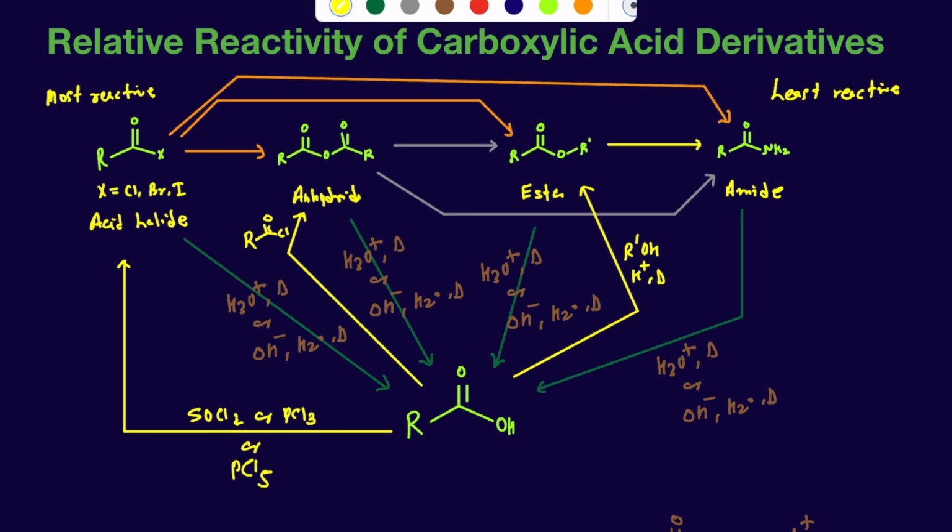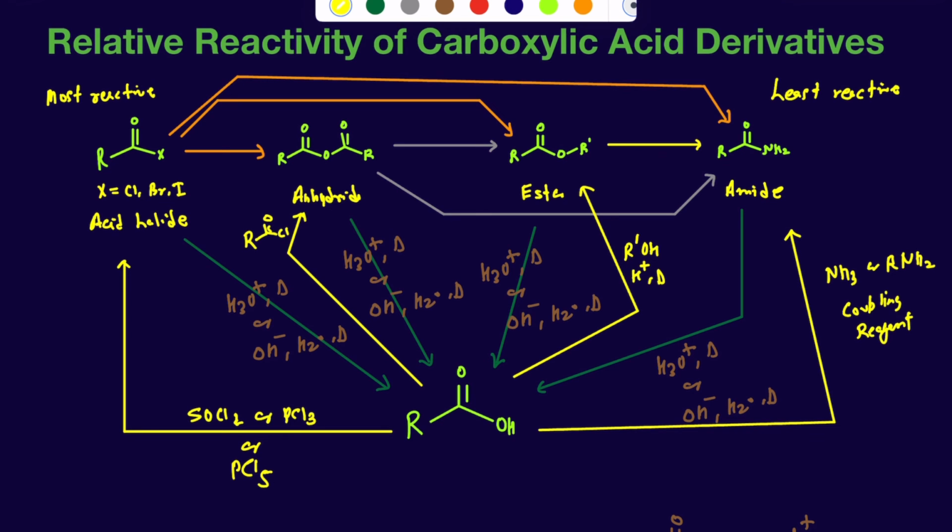And then from the acid to the amide, that one is a little bit tricky, and you have to be really careful with how you run it. You can certainly run this reaction. I can use NH3, or if I want to make a secondary amide, I can use a primary amine, something like RNH2. But I have to have a coupling reagent with it. A typical coupling reagent is DCC, one of the most common coupling reagents you're going to see. It's not the only one, but it is one of the most common.